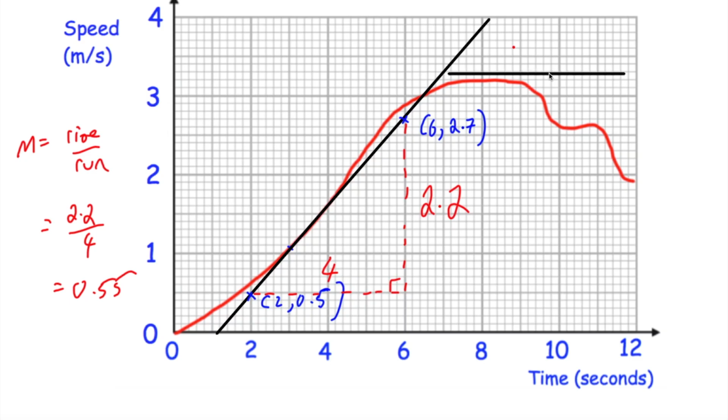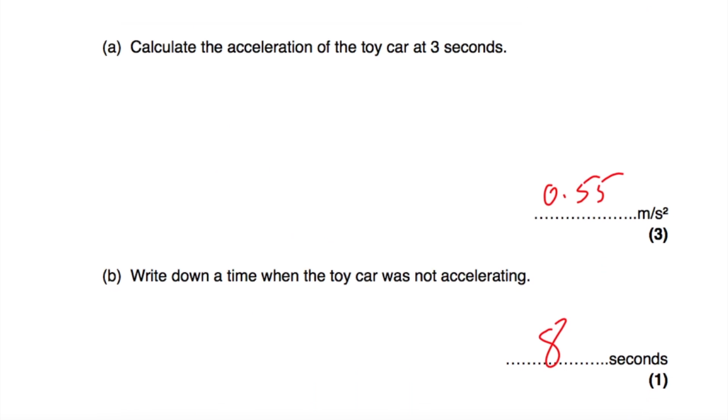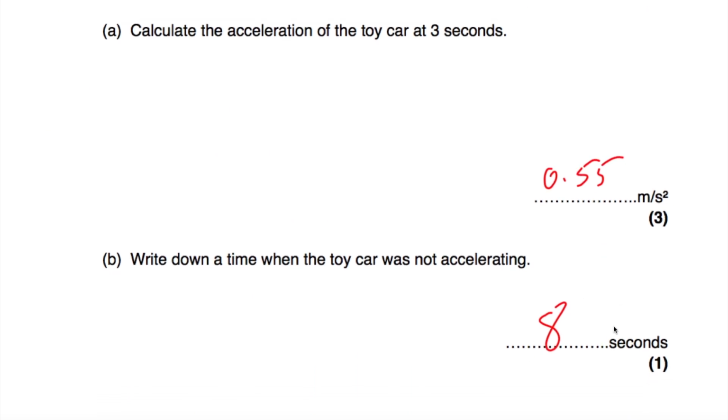There are other possible answers here. If you have a look here, I think that the gradient is flat around about there somewhere. So that would be about 10.9, something like that. 10.8, 10.9. Also here, I would say the gradient's flat there as well, which is about 10.3. But there's a few different possible answers. But I've gone for this one here, whenever the time was equal to 8 seconds, because the question said just write down a time whenever the toy car was not accelerating. So there's a few different choices there.